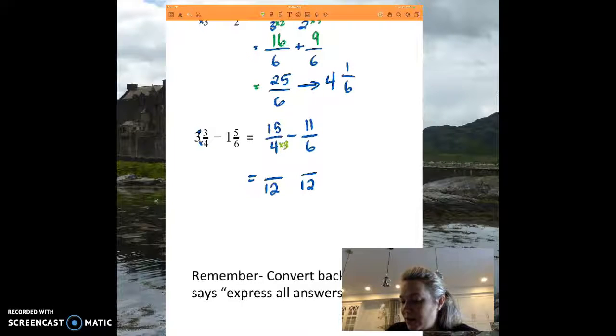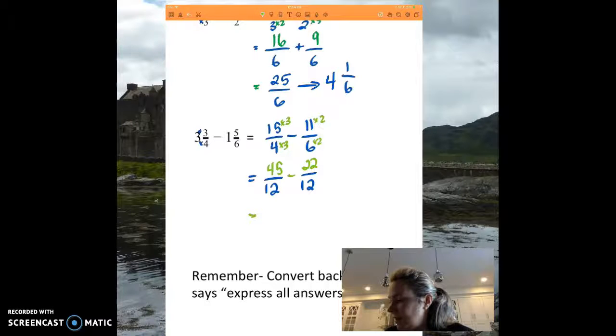4 times 3 is 12. 15 times 3 is 45. Okay. 6 times 2 is 12. 11 times 2 is 22. And 45 minus 22 is 23 over 12. I want to switch that back.